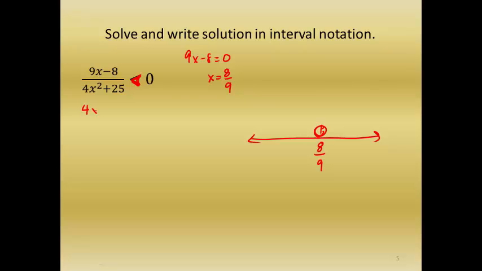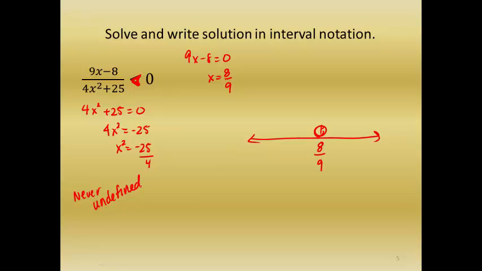Now I go to the denominator. 4x squared plus 25 equal to 0. And when I start solving using inverse operations, I notice that I'm going to get a squared value equal to a negative number, which is not possible in the real number system. And I am working with real numbers because I'm going to a number line. So I actually have no values from the denominator where this will be undefined. So this is never undefined, which means the only value that goes on my number line is 8/9.